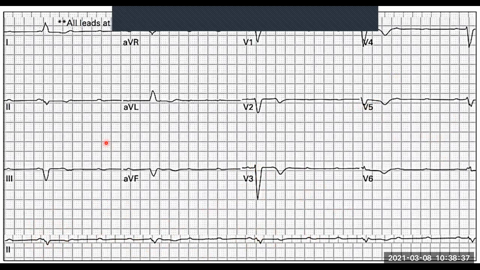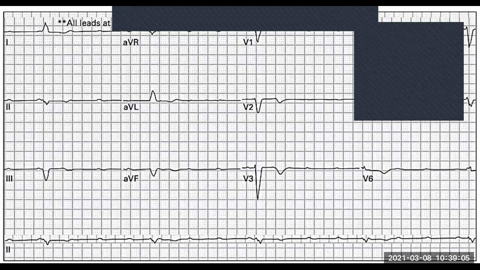Let's look at each zone. The first thing we notice is in leads 2, 3, and AVF, we have what look like Q waves. These are little Q waves. So that tells us that ischemia has happened. It just doesn't tell us when. Could have been a long time ago, could have been now. And especially with somebody who's got a third-degree block, they could have been sick for quite some time, maybe not even realized it, and been slowly but surely progressing and getting worse and worse.